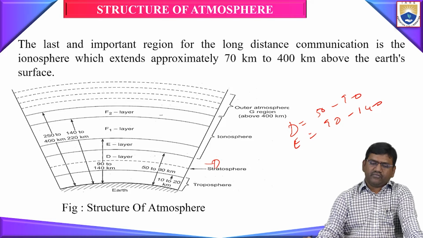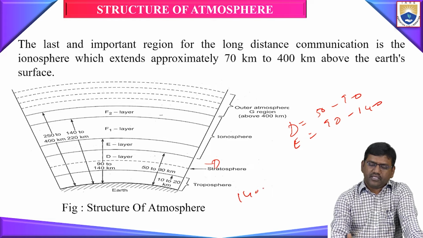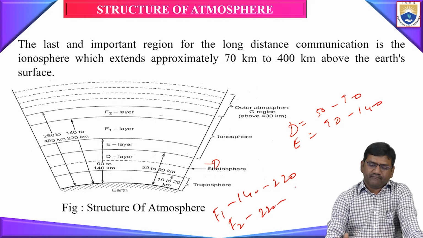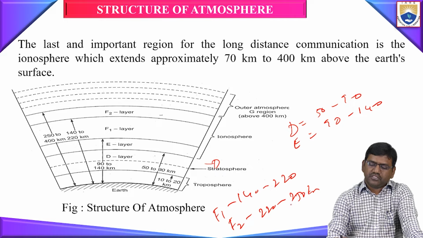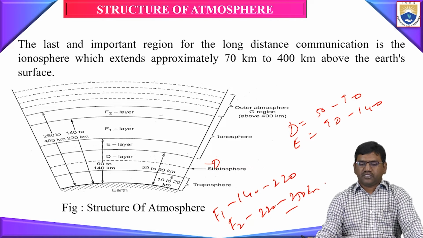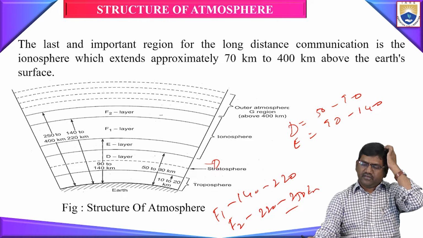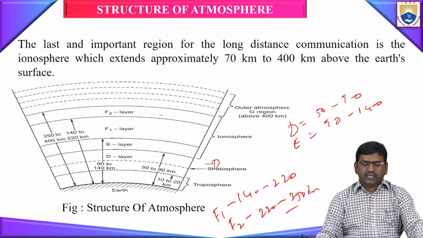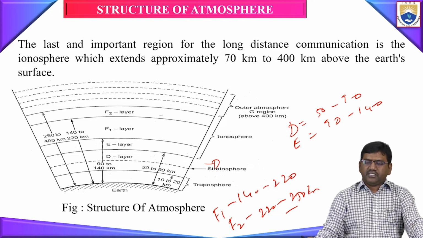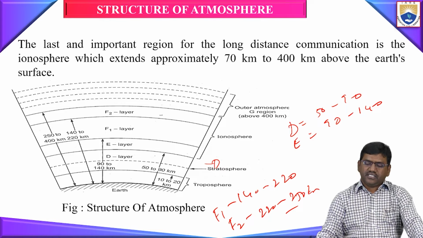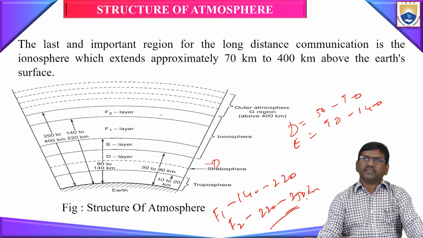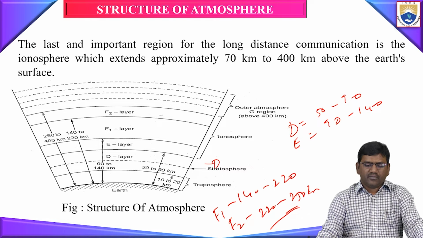140 to 220 kilometers, it is the F1 layer, and the F2 layer is 220 to 250 kilometers. So these are the fixed layers where the ionization density will be different. The last and most important region for long distance communication is the F1 and F2 layers, and the ionosphere extends from 70 kilometers to 400 kilometers above the surface of the earth.